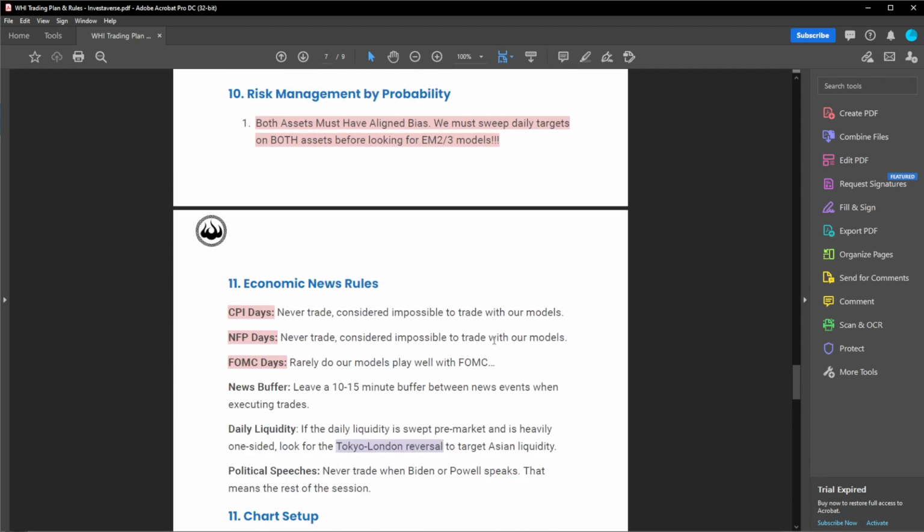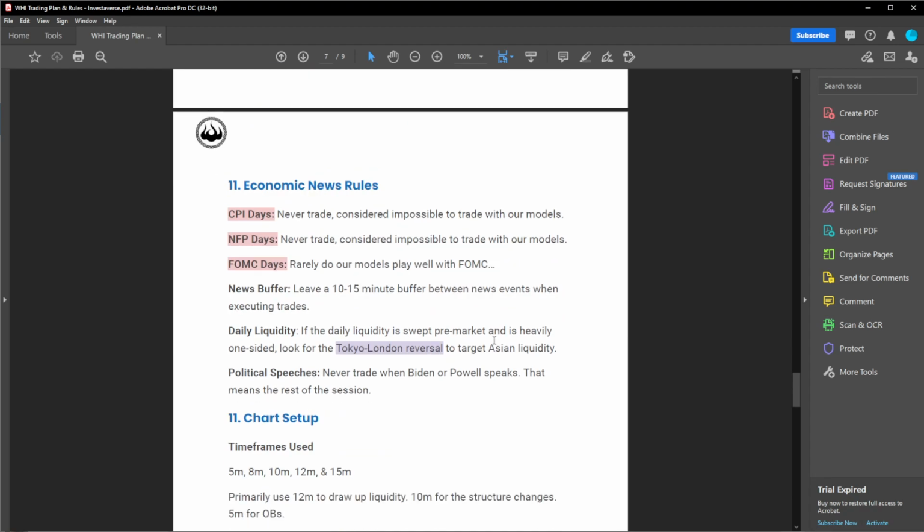Bias must be aligned. Economic news rules, kind of a little bit going back to what I mentioned already, but very important. Never trade CPI days. NFP days, never trade. That does not include ADP, NFE. It has to be just NFE, also known as NFP. FOMC days, rarely do our models play well, so I just decided to not trade it. I don't care. It's one day, guys. Like, could care less.